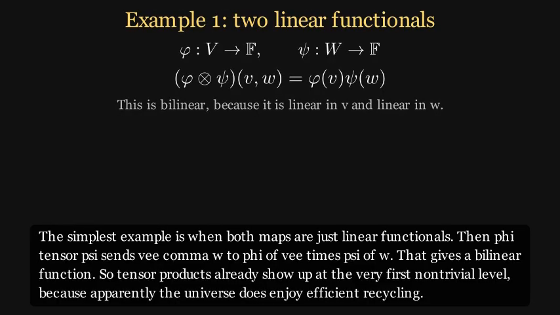The simplest example is when both maps are just linear functionals. Then phi tensor psi sends v, w to phi of v times psi of w. That gives a bilinear function. So tensor products already show up at the very first non-trivial level. Because apparently the universe does enjoy efficient recycling.